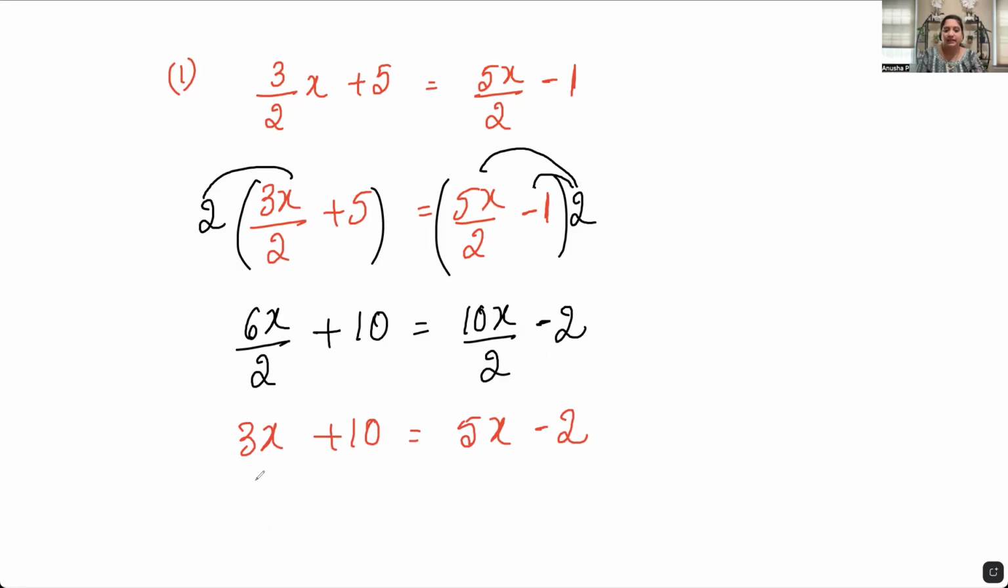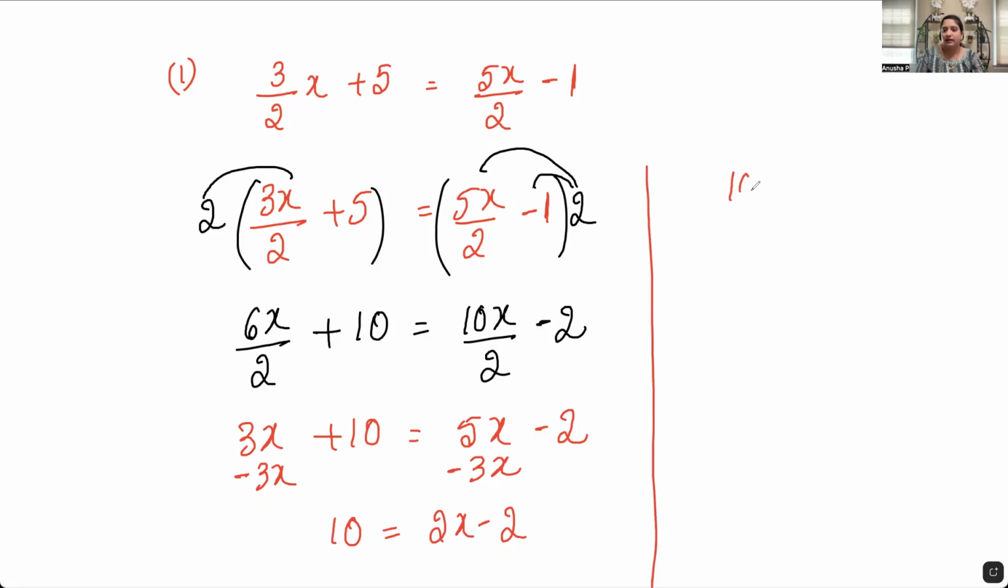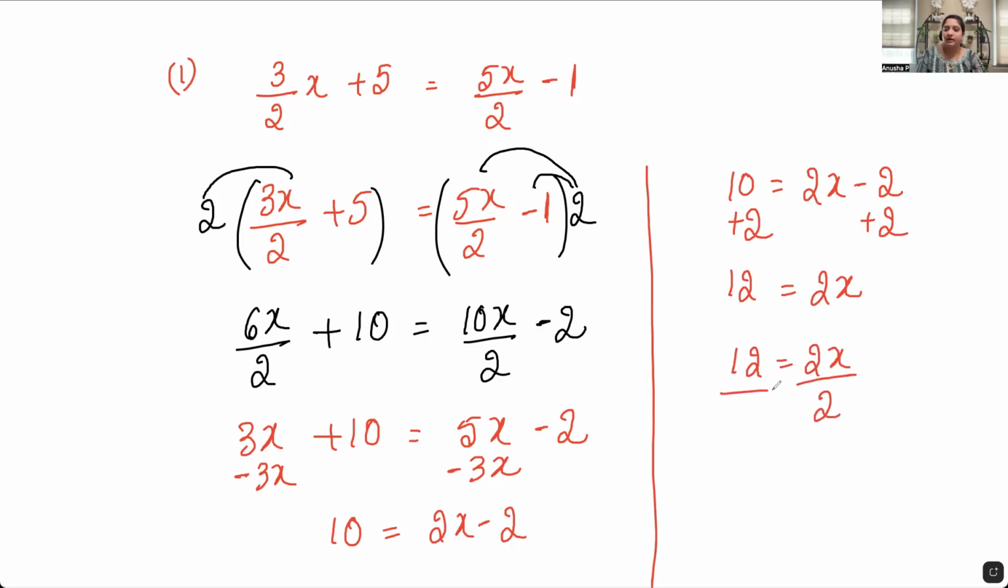We have to bring the like terms together. We are subtracting 3x on both the sides. 10 is equal to 2x minus 2. Add 2 on both the sides. 12 equal to 2x. Divided by 2 on both the sides, x will be 6.